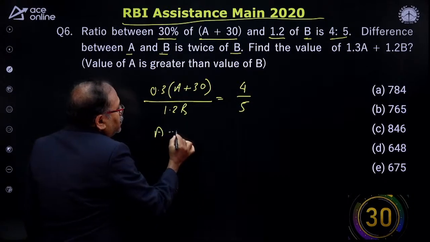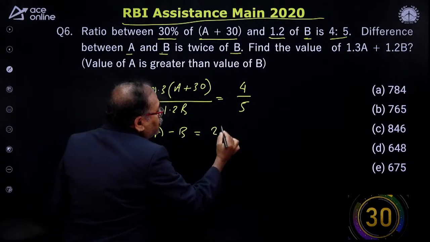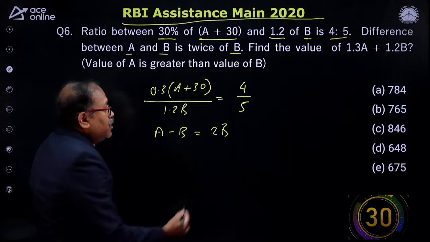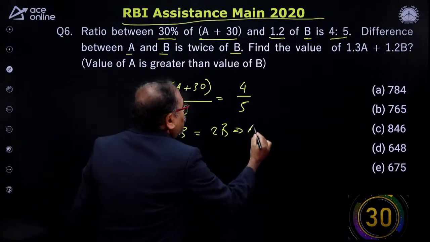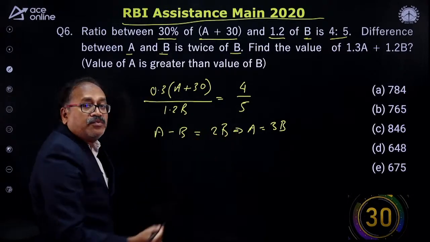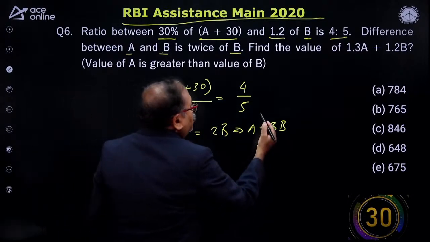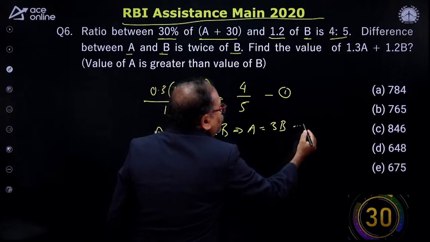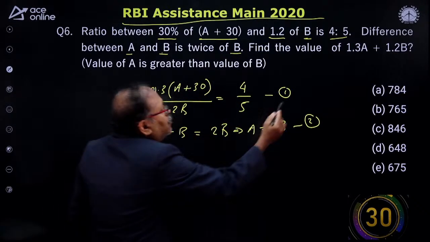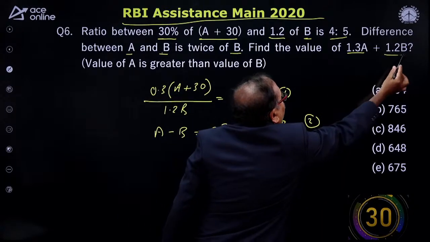That means A minus B is equal to 2 times B. So I can convert A in terms of B. By this I am getting that A is equal to 3B. So either here it is minus, it will go plus. So we have one equation over here, and another equation over here. Now what is the question here? Then find the value of 1.3 of A and 1.2 of B.